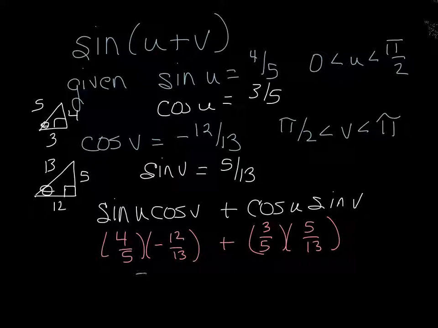Here we get negative 48 plus 15 over 65. So we will get a number that we can deal with, negative 33/65. That is the sine of u plus v, negative 33/65. Okay, let's do another one in this vein.